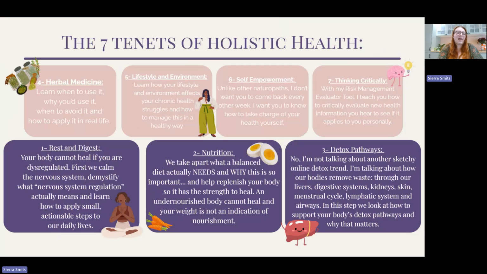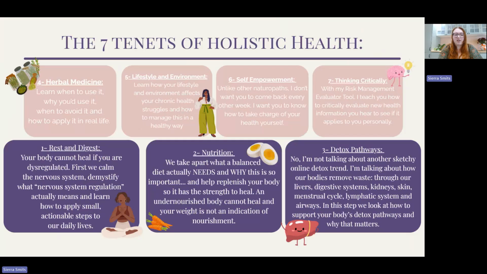Number 1, rest and digest. Your body cannot heal if you're dysregulated. Yes, I'm talking about the nervous system. First, we calm down the nervous system. We demystify what nervous system regulation actually is, because that's become such a buzzword, and it is not just sitting on TikTok tapping your shoulders. And we learn how to apply small actionable steps to our daily lives.